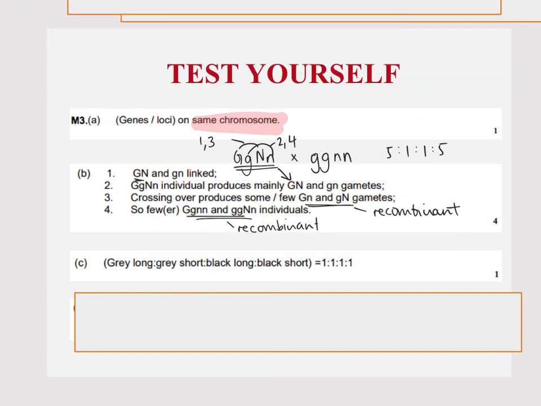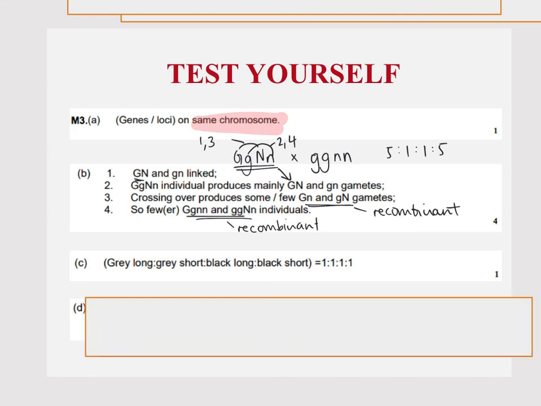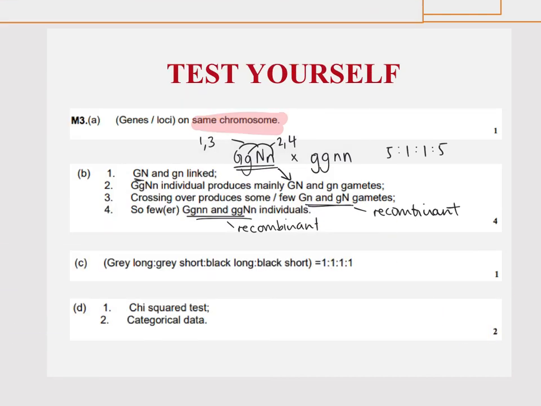The expected phenotypic ratio is a 1 to 1 to 1 to 1 of all of the phenotypes. We've seen that before, we've looked at it today already in our previous example. And the final question is, what statistical test should you use? It is the chi-squared test because it is categoric data.